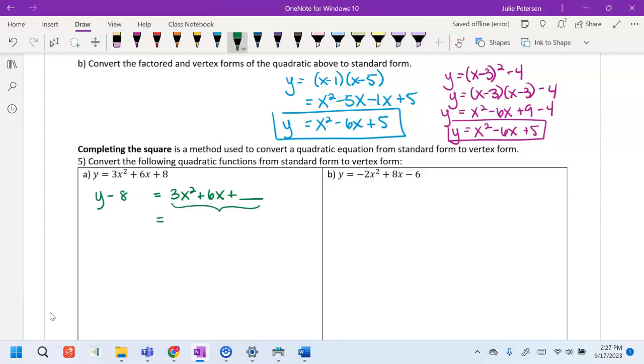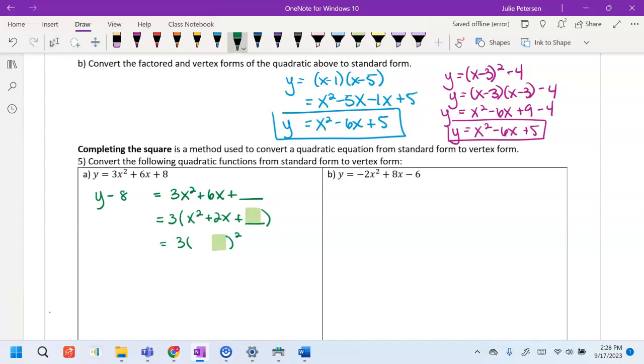But remember, in order to put this in factored form and complete the square, I need that a value to be factored out. So I'm going to take it out, and then I have x squared plus 2x. And then we just have to do the little puzzle where we figure out what number is going to be my c value, right? This c value right here, and that's going to be based on whatever goes down here.